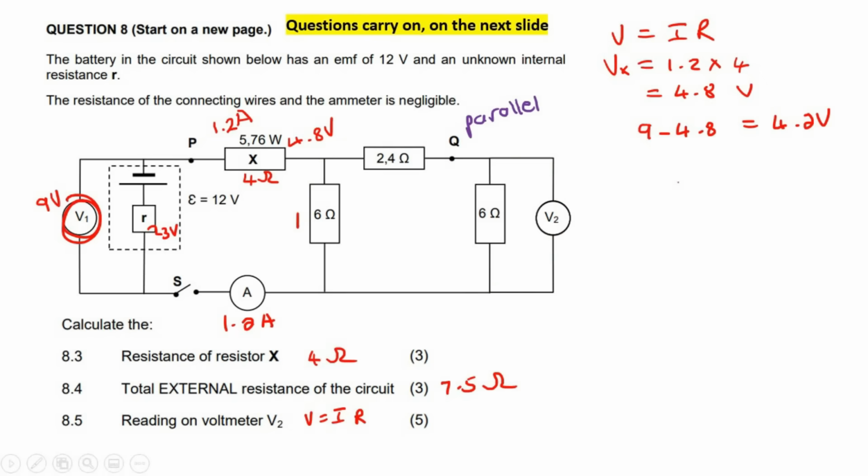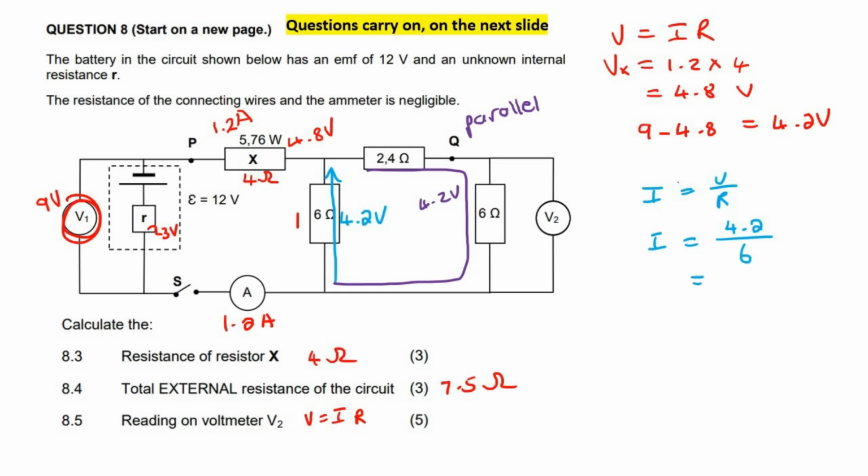But remember that this part is in parallel, and voltage in parallel is the same. So the voltage across this branch will have to be 4.2, and the voltage across all of here would also have to be 4.2. Not 4.2 for this one and 4.2 for this one, but 4.2 altogether. Okay, 4.2 volts altogether. So what we can now do is work out the current flowing through that part over there. I equals V over R. The voltage in that part is 4.2, the resistance is 6, and that'll give us 0.7 amps. So this will be 0.7 amps.